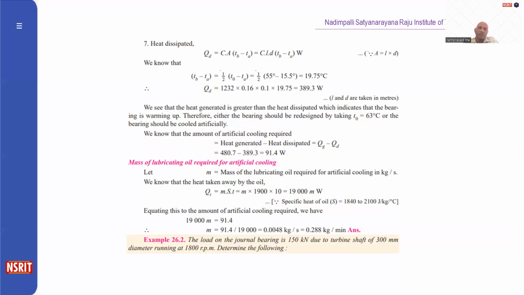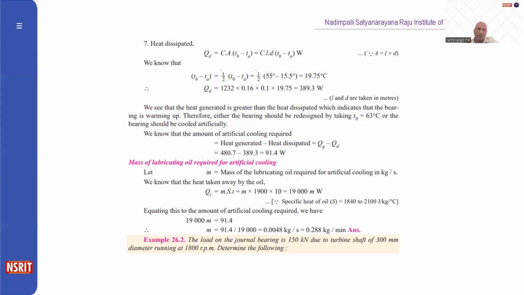Next we have to calculate the mass of the lubricating oil required for artificial cooling. Q is equal to M S delta T. So M into S, where S is constant, that is 1840 to 2100 joule per kg per degree centigrade. So M into 1900 into 10 is equal to 19,000 M. So Q is equal to 91.4. You are getting M is equal to 0.0048 kg per second. That is equal to 0.22288 kg per minute.